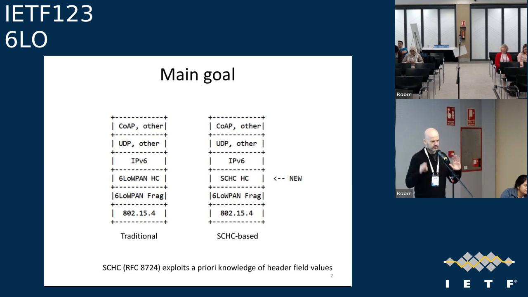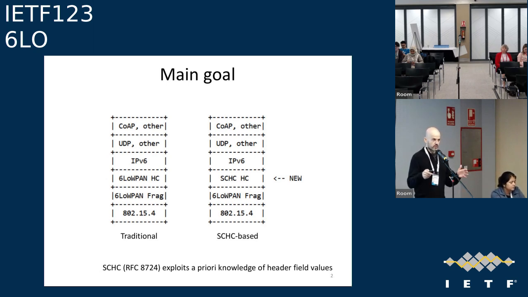And first of all, a reminder on what is the main goal in this draft. On the left, on the slide, you can see the traditional IPv6-based protocol stack for devices that use 802.15.4 as a radio interface. This is enabled by using 6LoWPAN as the adaptation layer, which here is represented as comprising two sublayers, 6LoWPAN header compression and fragmentation.